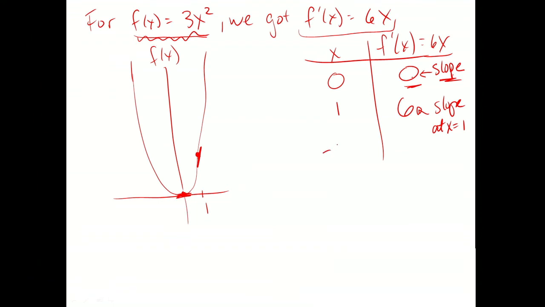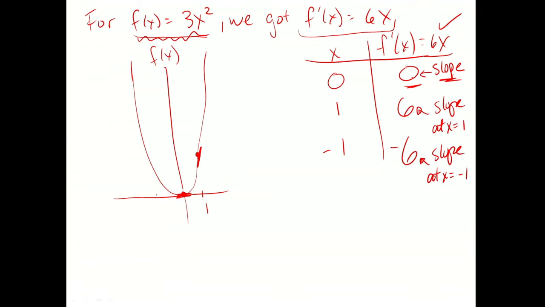Maybe I'll just do one more here. How about negative 1? At negative 1, if I fill that into my derivative, I'd get negative 6. So again, the idea would be that the slope at x equals negative 1 should be negative 6.